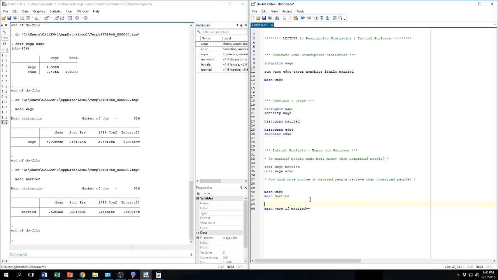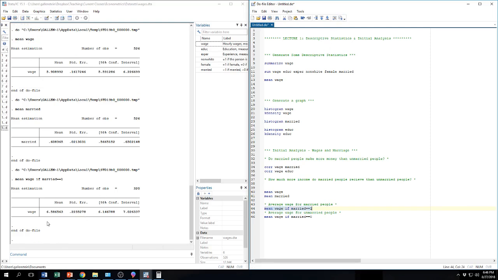Let me take a note here. Average wage for married people. So you're married, that means the married variable equals 1. So the mean wage if married equals 1. And then I'm also going to want to do the same for unmarried people. Average wage for unmarried people, so that would be when married equals 0. So this will be the wage, but only for people that are married. All right, let's take a look.